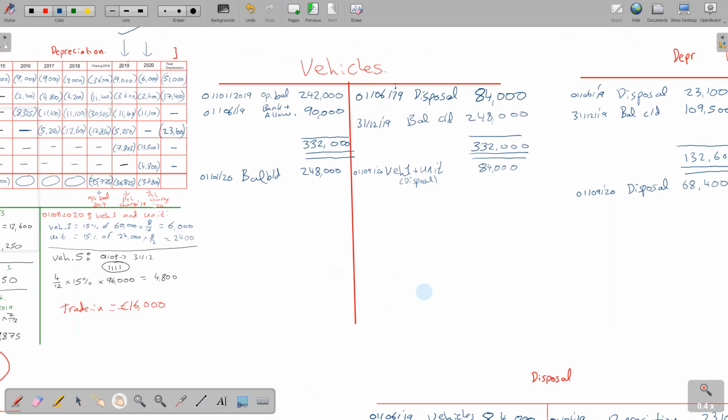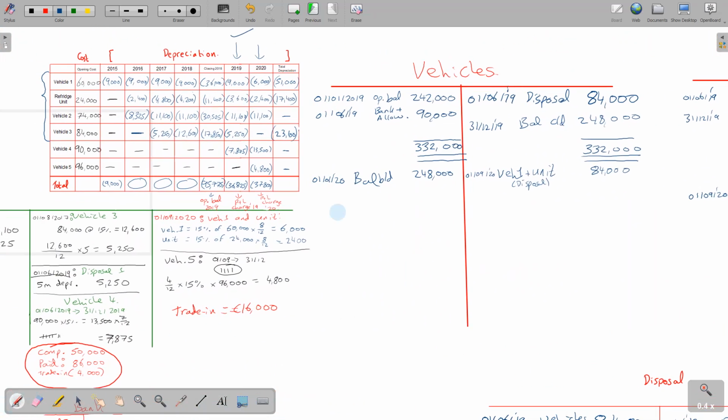We now have to do our, we might as well add the vehicle here. So vehicle number 5. So it's going to be bank plus allowance. Going to be 96,000 on the 1st of the 9th, 20. And bank plus allowance 96,000. We might as well just balance this now. So what we're going to get is 344,000.